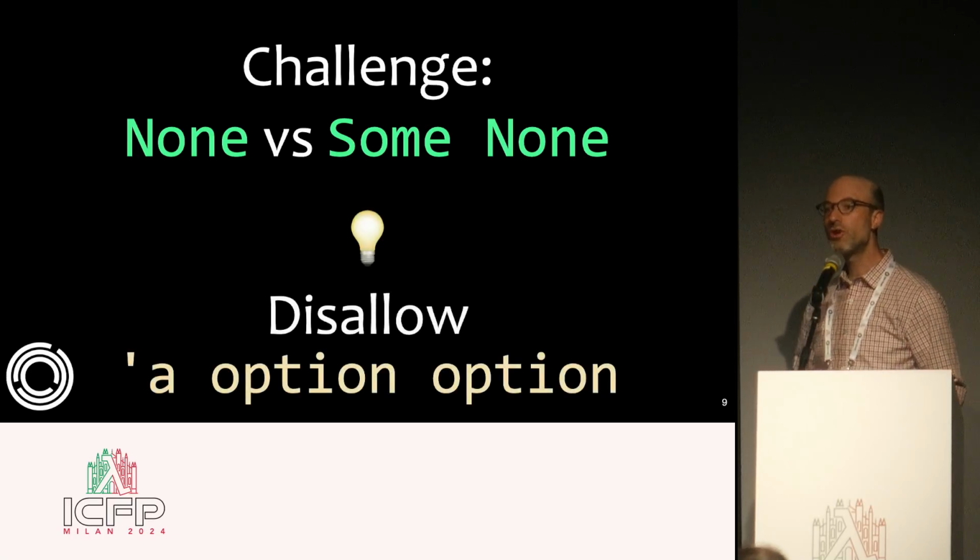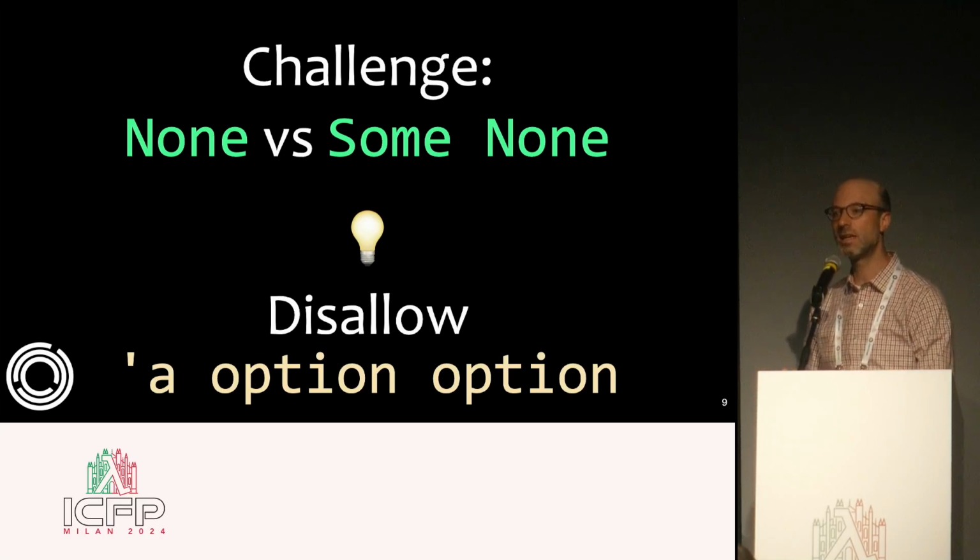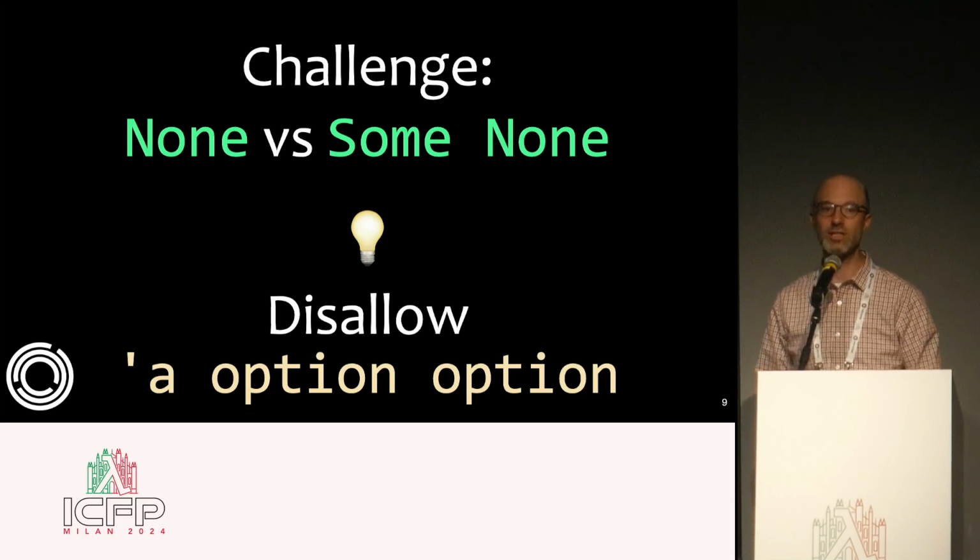There's a bunch of different ideas that we could attack in this space. The particular idea that we're choosing here is to disallow alpha option option. But of course, we can't do that because option has been around for a long time. This would be backward incompatible, so we're not going to do that.